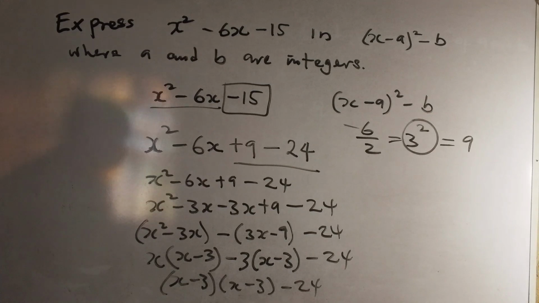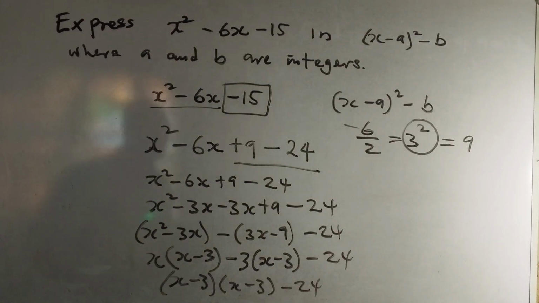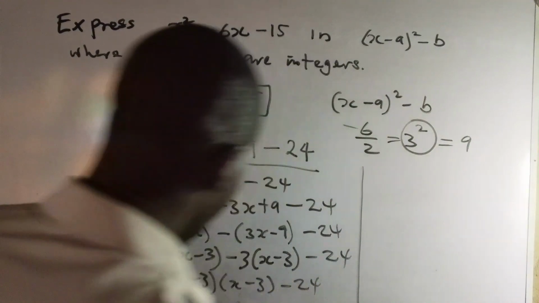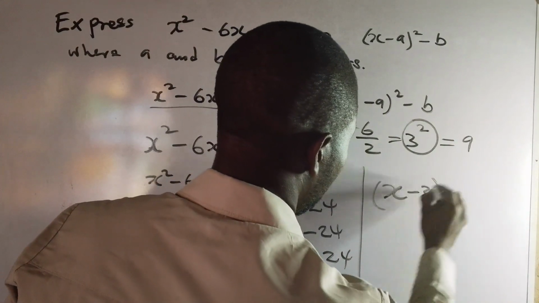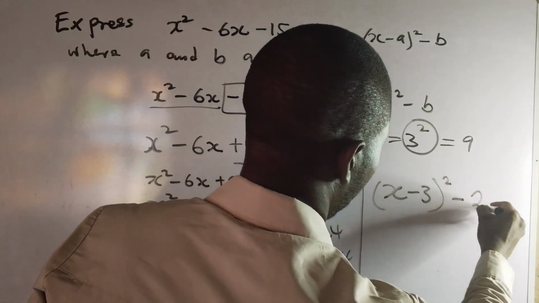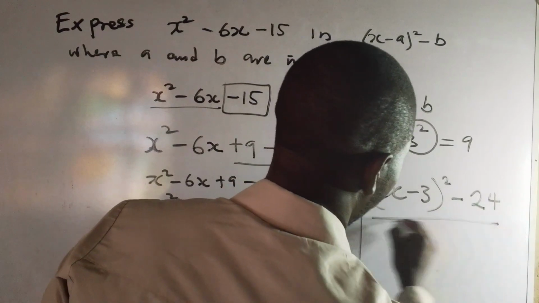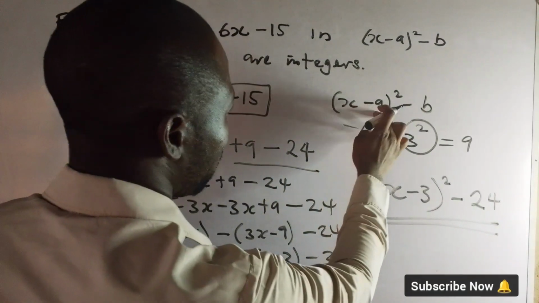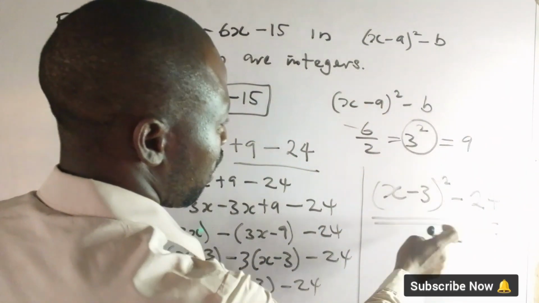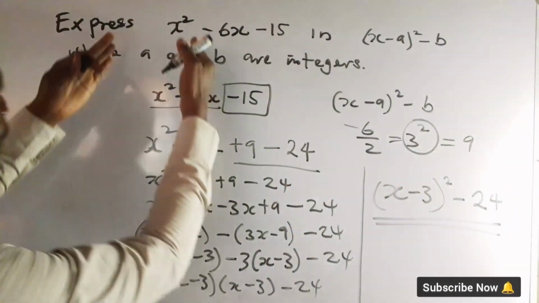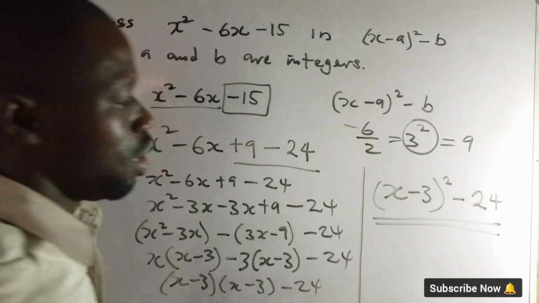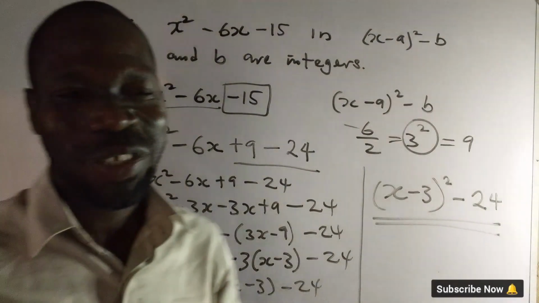All right, so we are at this point. The next thing to do is (x minus 3) times (x minus 3) gives you (x minus 3) squared minus 24. And this is our final answer in the format (x minus a) squared minus b. Our a is now 3 and b is 24. So we have gotten this expression in this format, and it's as simple as that.